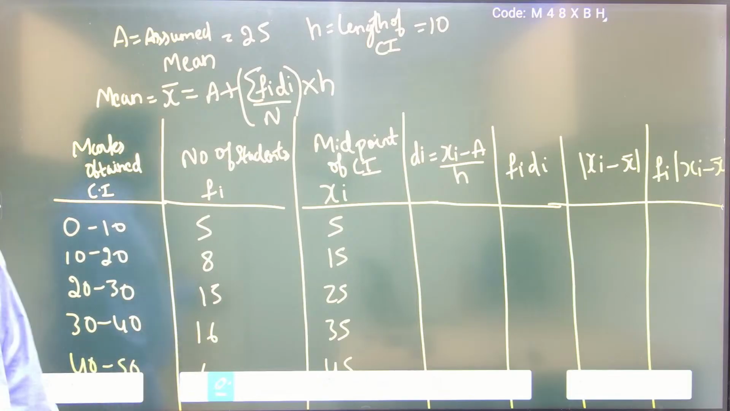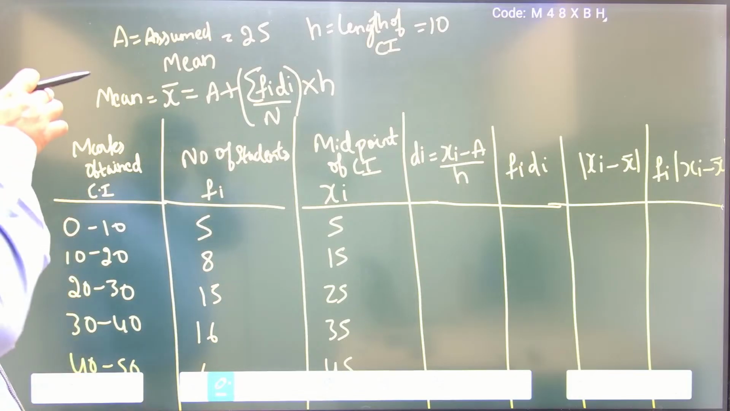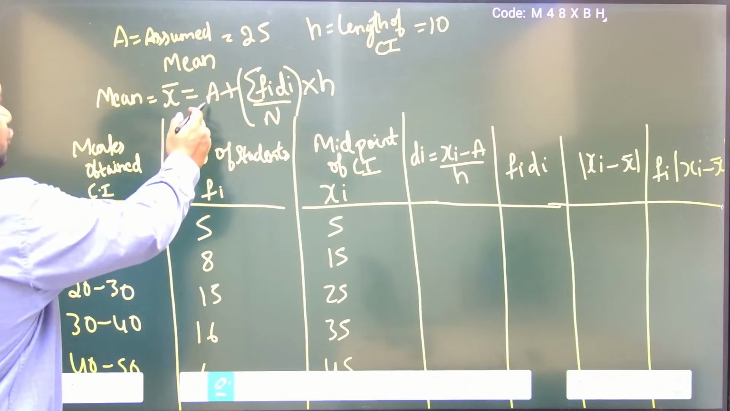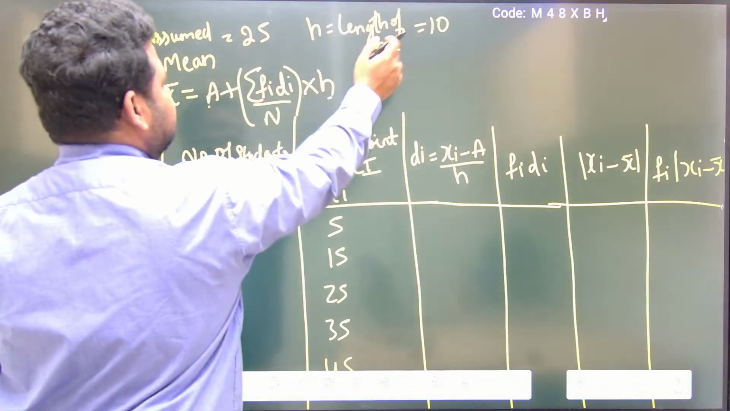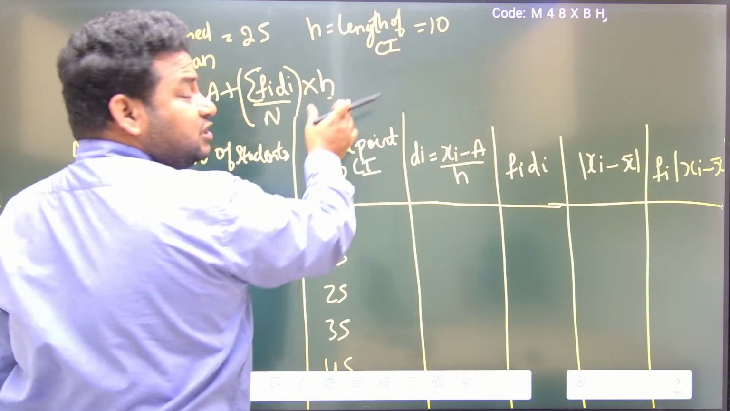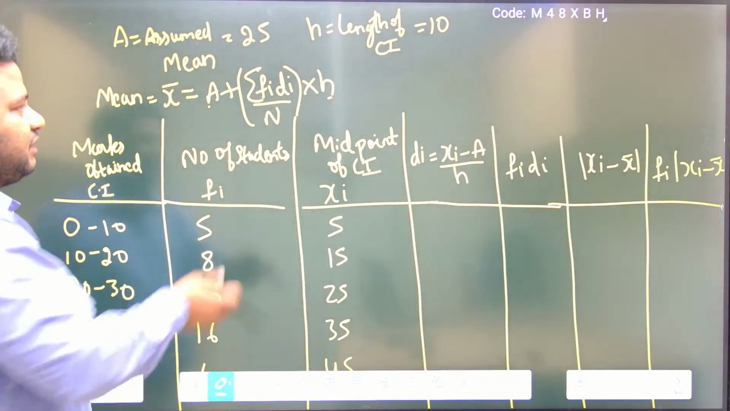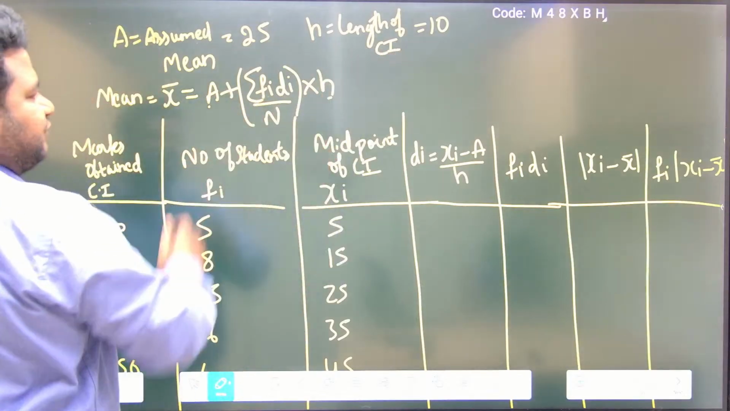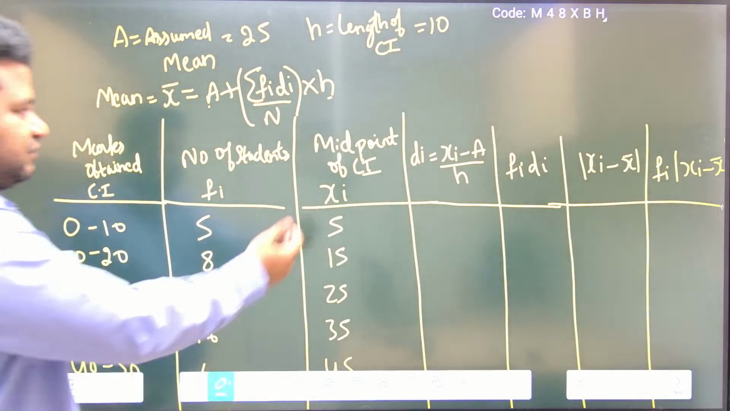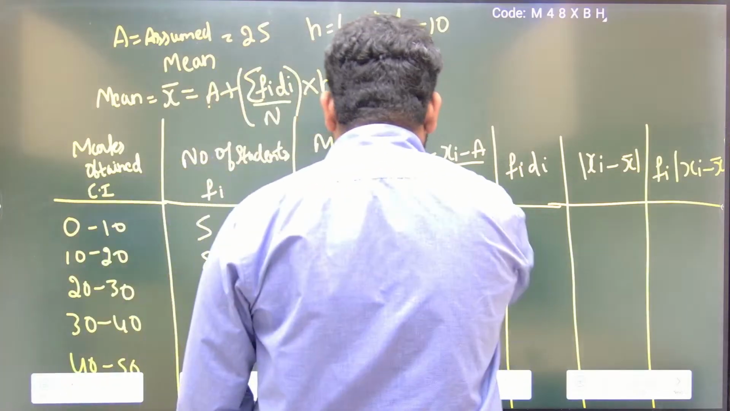But we have to find out the mean deviation about the mean, not the median, about the mean. So this is what we have to find out. We got the assumed mean. Step deviation, that is the length of the class interval, we have taken as 10. So summation of Fi di we have to find out. Let us fill this table now.